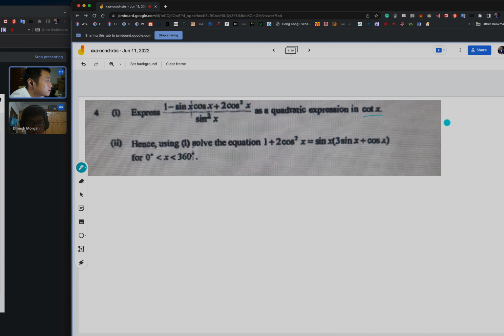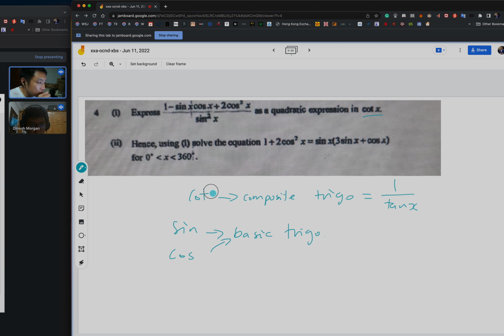Okay. Cotangent. So, okay. Before we do this question, I think you need to understand that cotangent, I call it a composite trigo. Meaning, sine and cosine, these two, are the basic trigo. Basic trigo means the simplest form. While cotangent x, you can express it as 1 over tangent x, and of course, you can continue to do it as cosine x over sine x. Make sense? So that's why I call it a composite trigo. And only these two, sine and cosine, are basic trigo. That means it's the simplest, okay? At least for your level, okay?